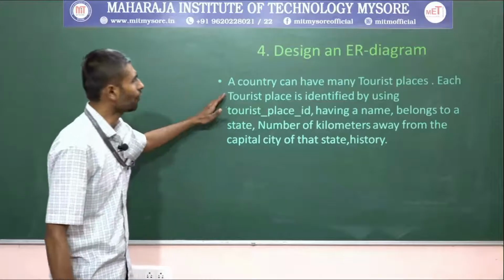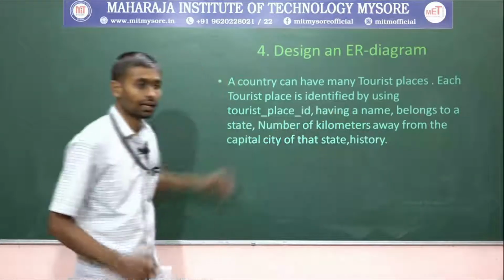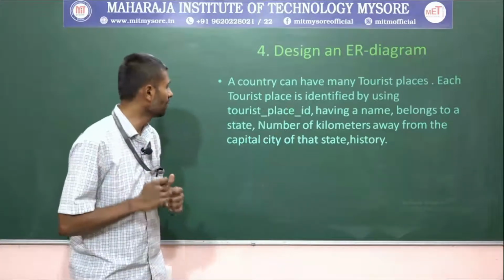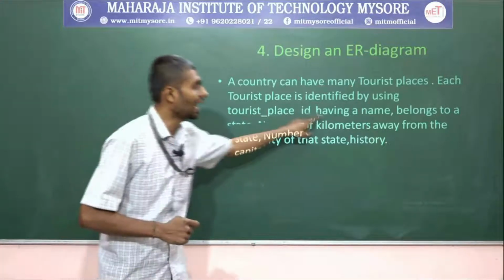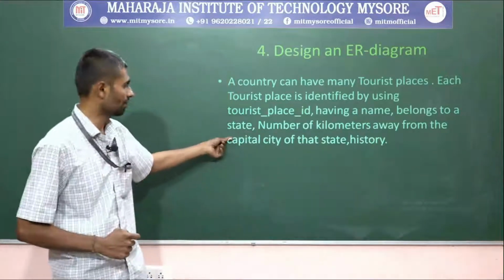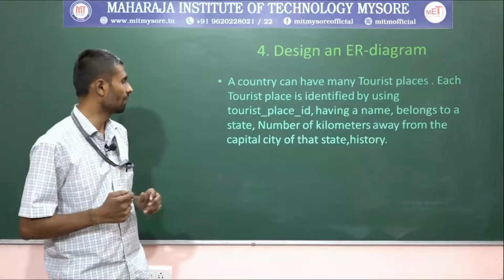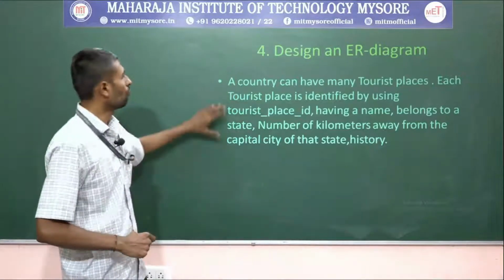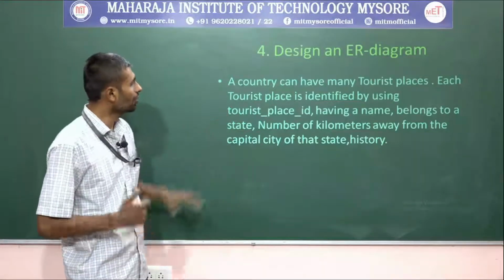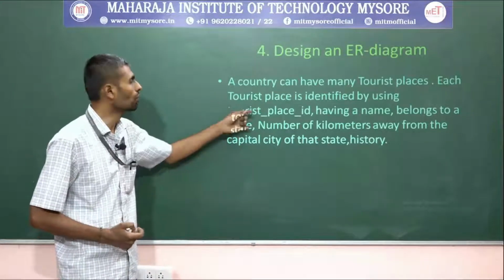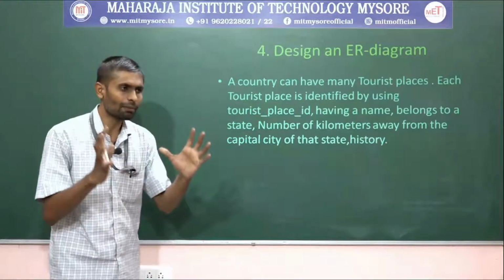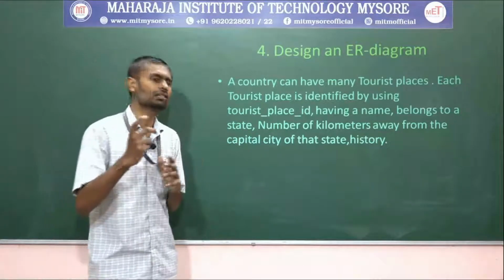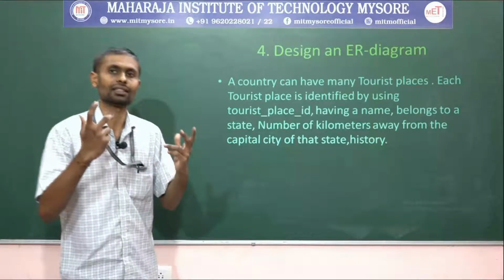A country can have many tourist places. Each tourist place is identified by using a tourist place ID, having a name, belongs to a state, number of kilometers away from the capital city of that state, and history. Look at this one, guys. Once after seeing these statements, we'll come to know that they're talking about the tourist place, and they're describing the attributes, the properties of a tourist place, right?